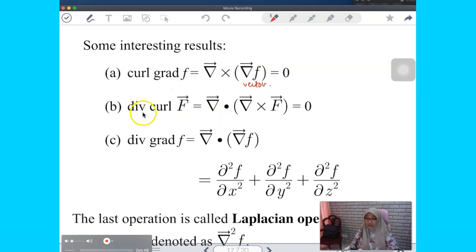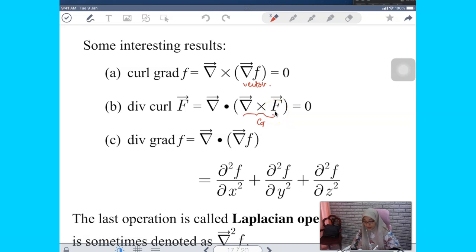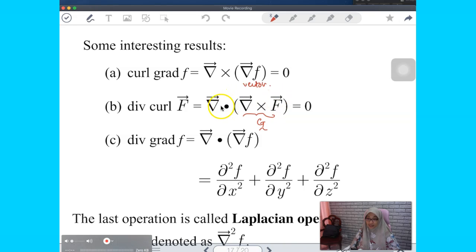And then similarly, if you have the divergence of the curl of f, the curl of f will give you a new vector, let's say a vector g. So the divergence of the vector g will give you 0. This is also applicable for any vector field, no condition, as long as you remember this is only for this particular multiple operation.